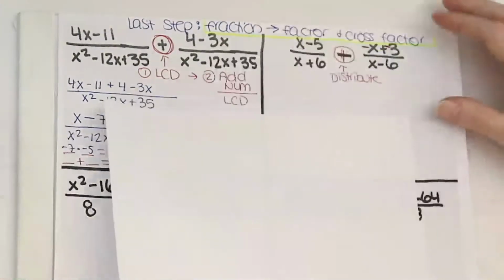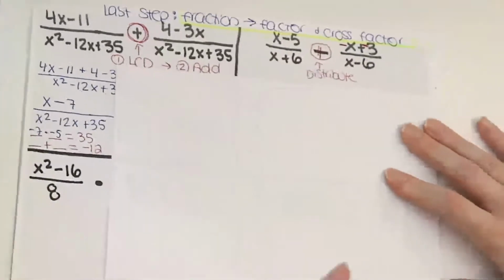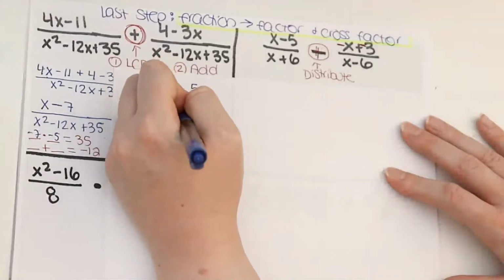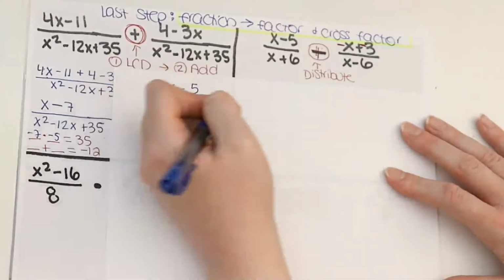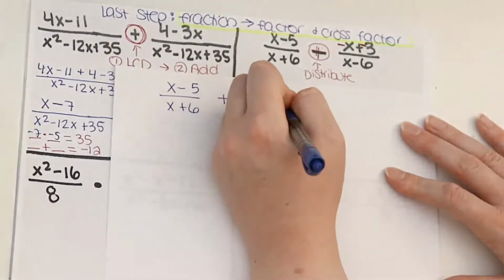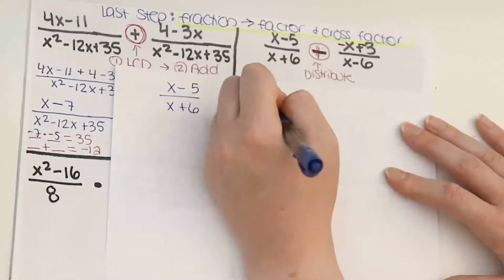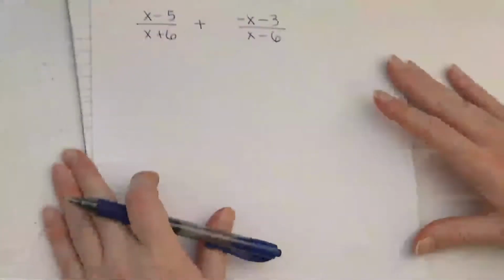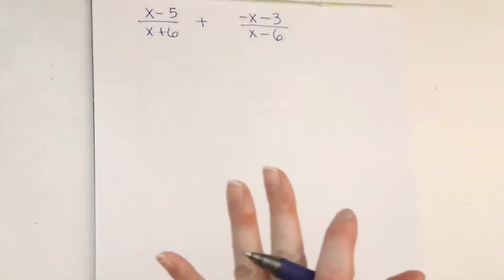Now, just to hopefully make it a little bit more clear, I'm going to write this problem down below here. So you have x minus 5 over x plus 6 plus negative x minus 3 over x minus 6. Okay, so let's just look at it from that perspective.